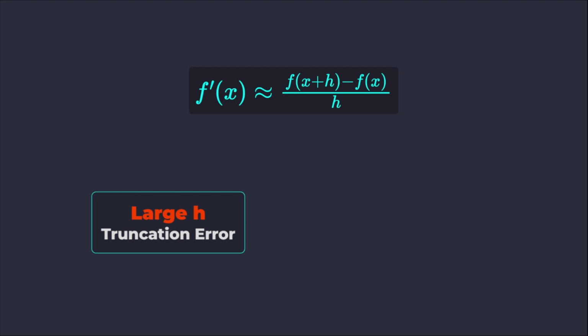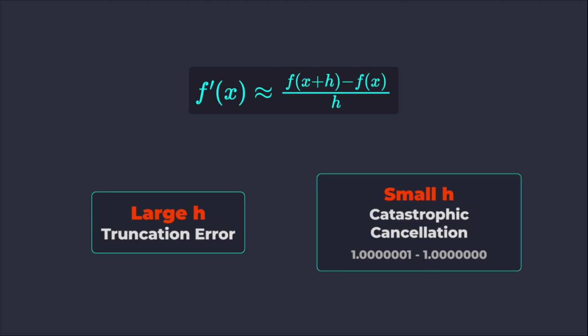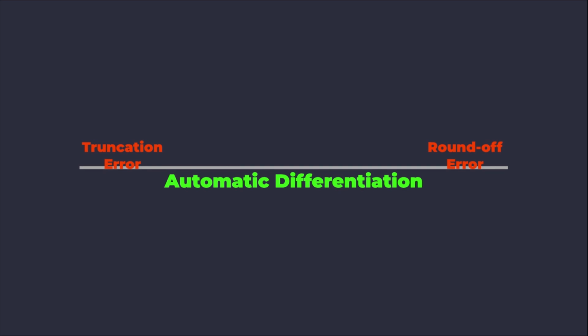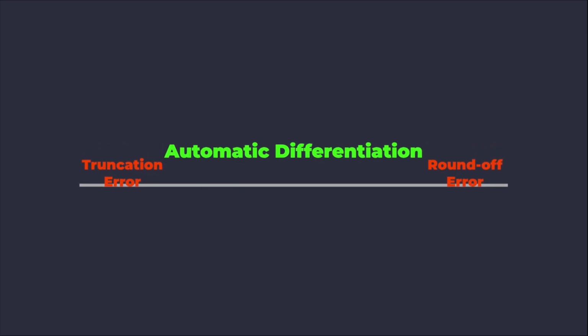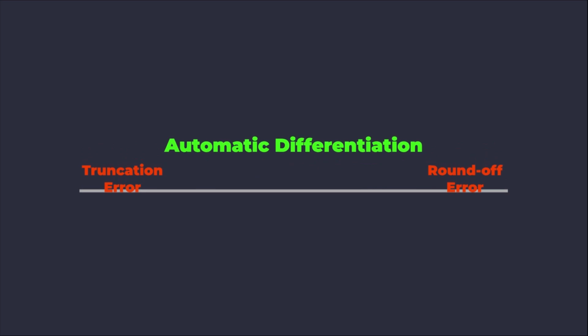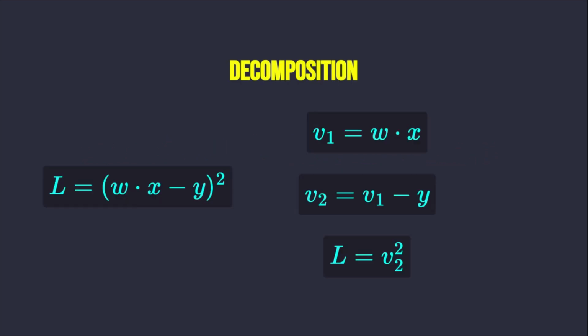A large h causes truncation error, where the approximation deviates significantly from the true derivative. A small h leads to catastrophic cancellation, where subtracting two nearly equal floating-point numbers results in a large relative error. Automatic differentiation avoids this trade-off entirely because it calculates derivatives based on the function's decomposition, not its numerical behavior or symbolic form. Automatic differentiation operates by decomposing any complex function into a sequence of elementary operations.